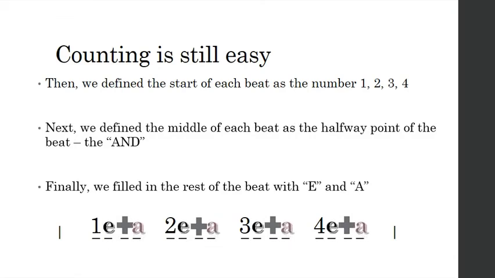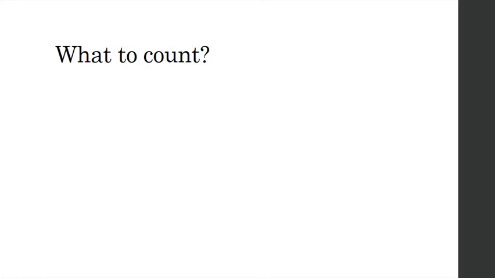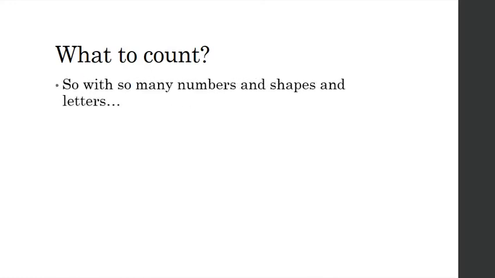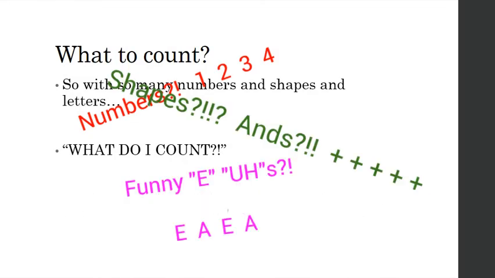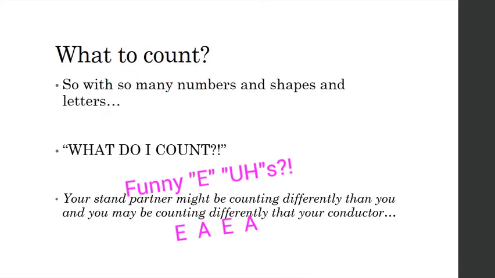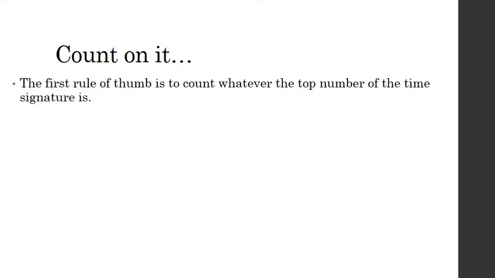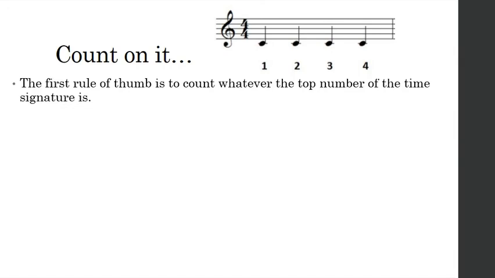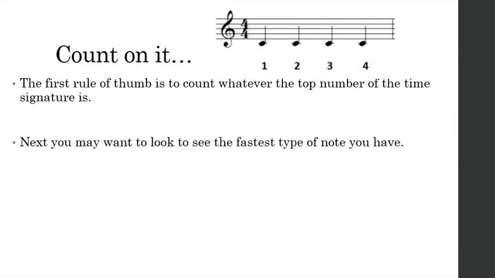So looking there, there's a lot going on. You have numbers, you have shapes, you have letters. With all these things, what do you count? And it's a good question because you might be counting something different than your stand partner. And both of you might be thinking of something different than what your conductor is showing you. That's okay. The first rule of thumb is to start with your time signature. Start with that top number. In this case, we've been working with 4/4, so I would count in 4. 1, 2, 3, 4.